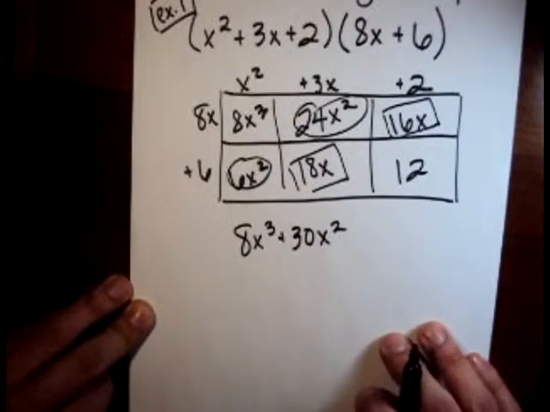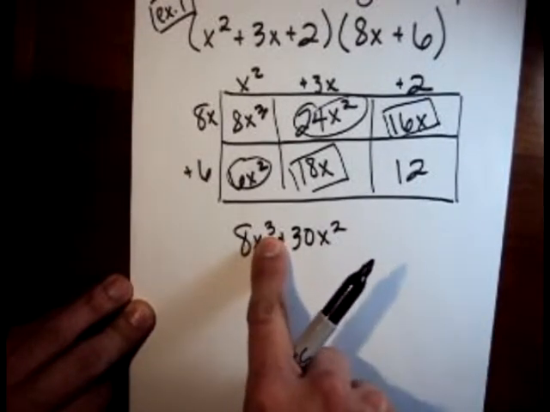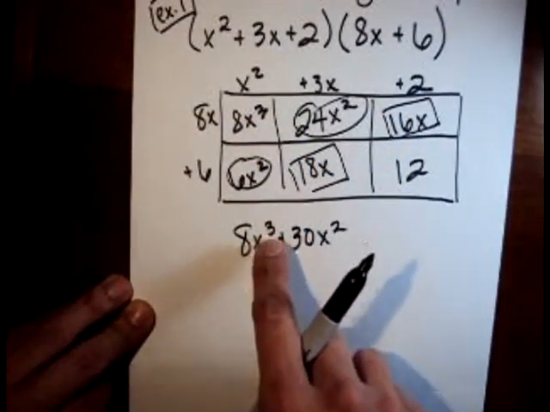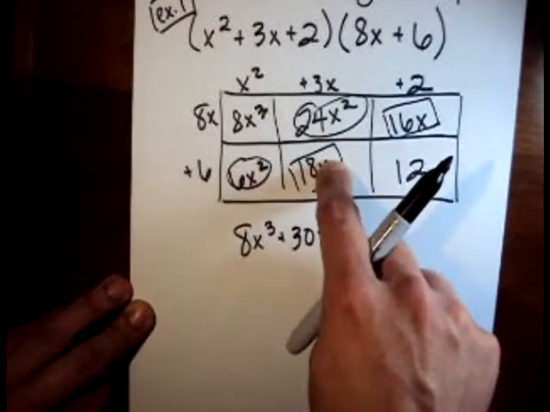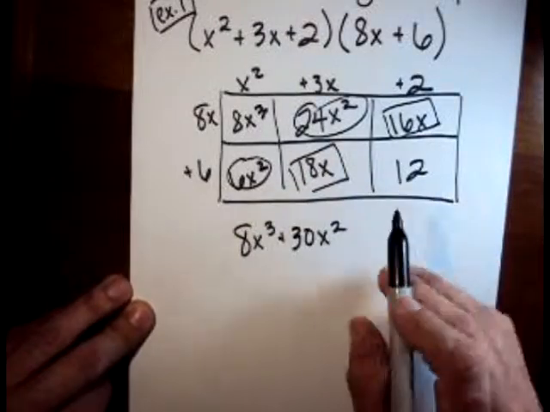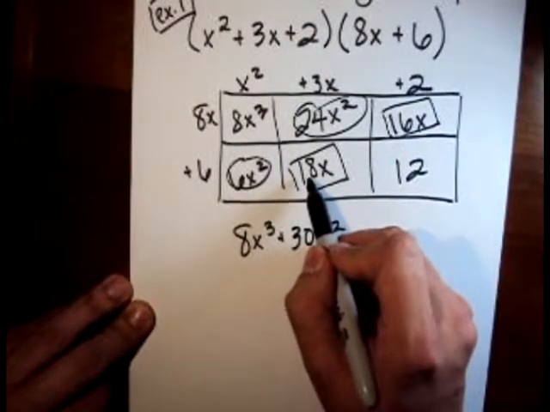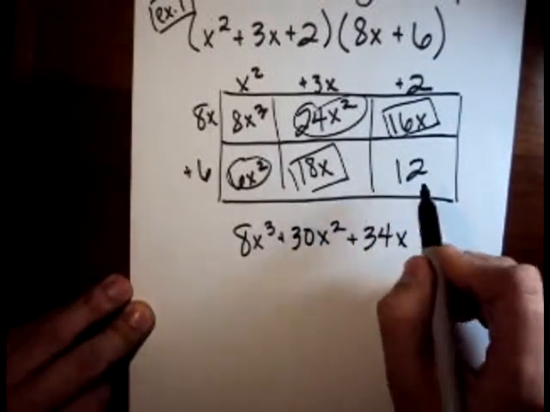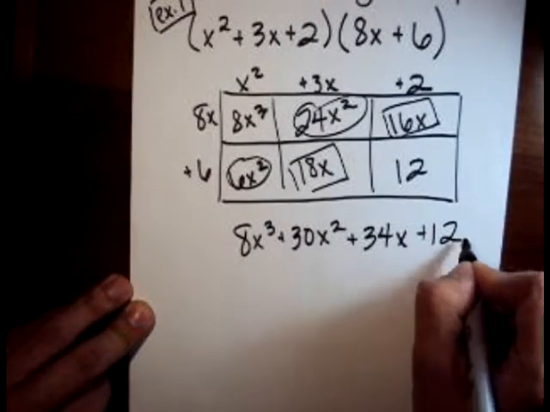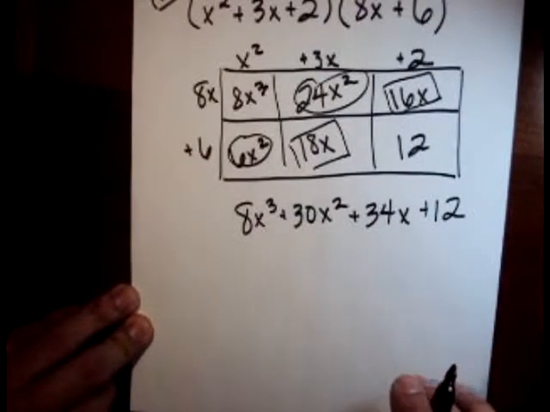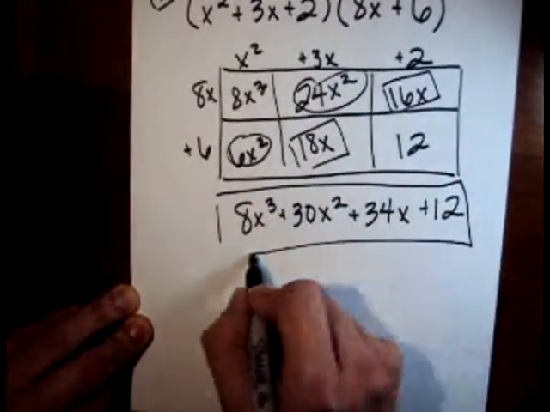Now, when we write these out, I suppose we could say the correct way to do it is to look at our exponents. The biggest exponents go first, and then we kind of count down from there. So our biggest exponent is a 3, so that one goes first. And then the 2, then the 1. We typically don't write the 1, but so our next term, 18 plus 16. Well, let's see, 16 plus 16 is 32, plus 2 more, that's going to be 34x, and then we have this 12 that comes along for the ride. So we have 8x cubed plus 30x squared plus 34x plus 12, and that's our answer.